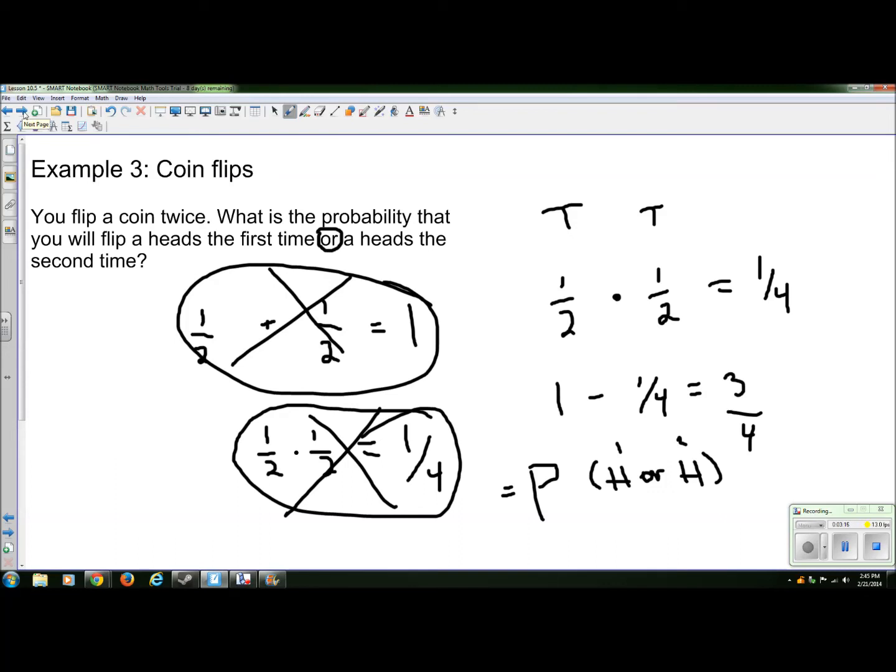So it's an easy mistake to make to add those things. Don't make the mistake. It's also an easy mistake to multiply them without really understanding what that multiplication means. So don't make that mistake either. Try to reason through it.